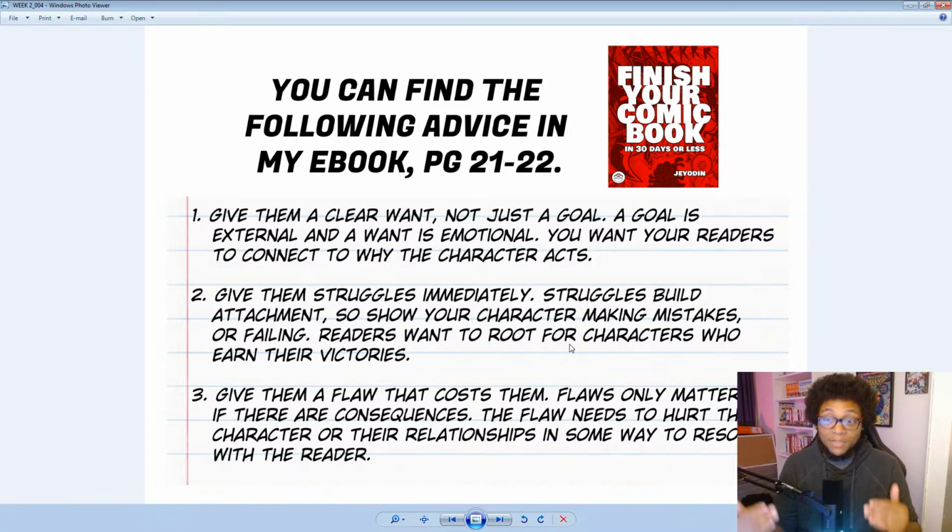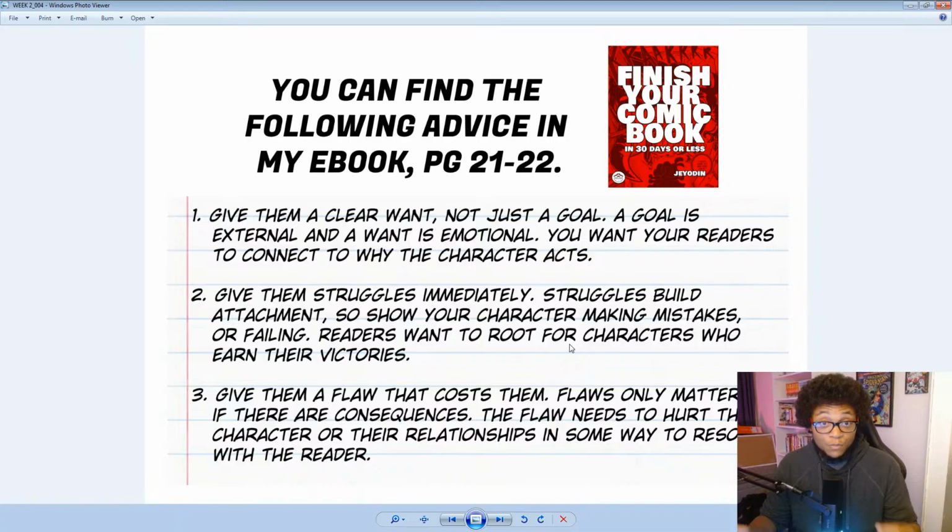If I ever want to become Hokage, I have to get past this. And that's the reason why he did everything that he did up to that point. And it was such a cool moment, and it made you really not only root for that character, but it made that victory actually mean something. So give them struggles immediately, because it makes the reader actually care about your character.